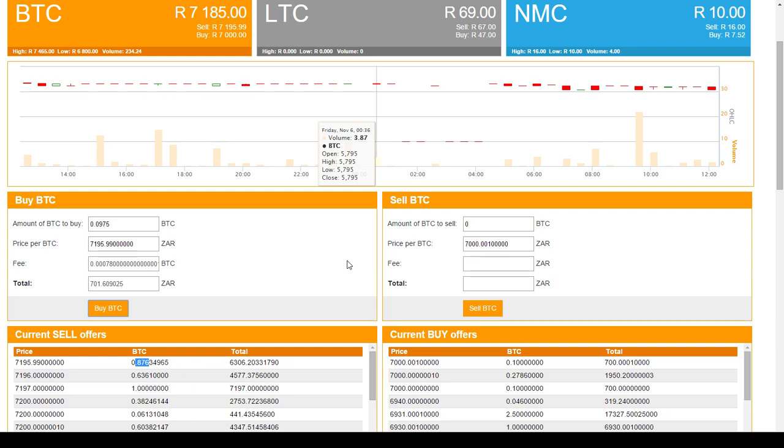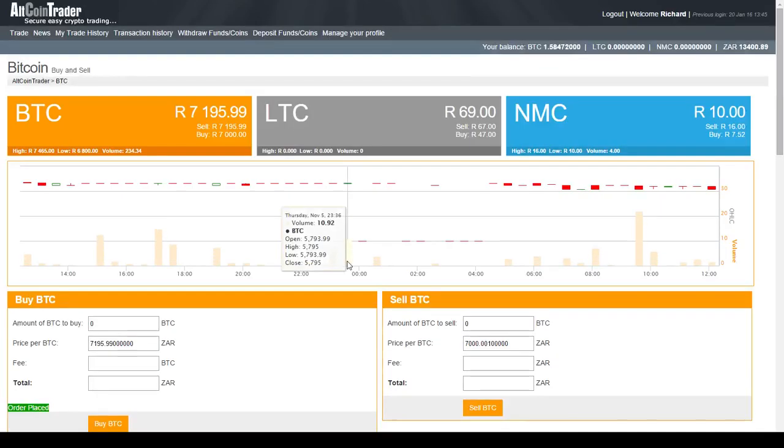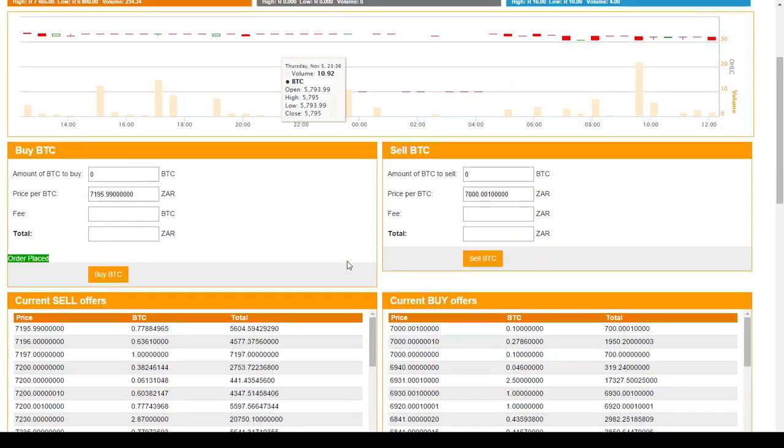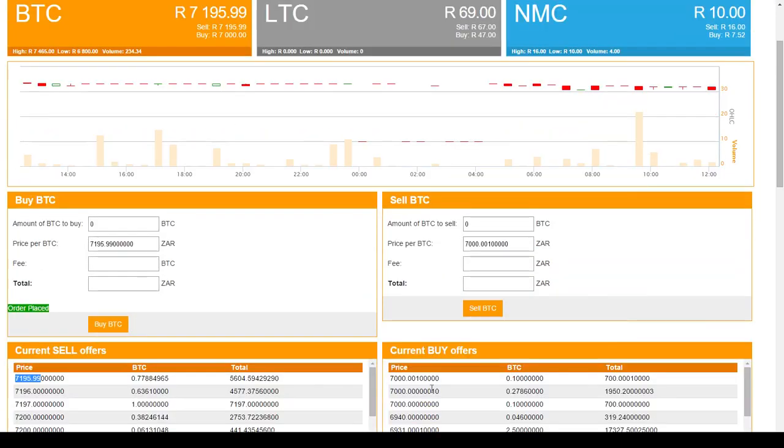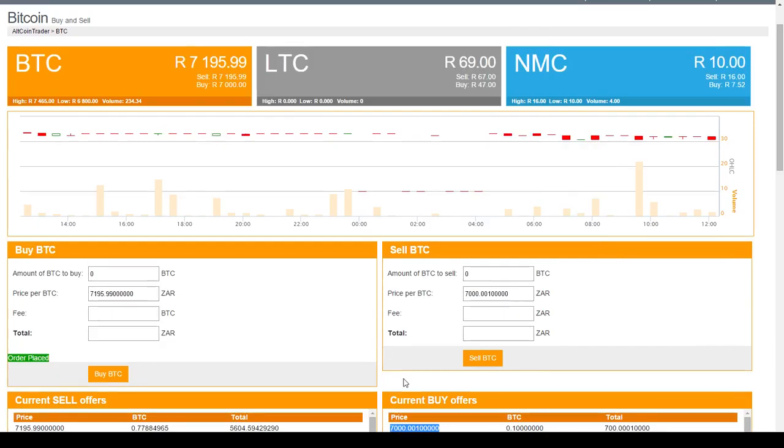I hope this clears up many of the questions about buying Bitcoins. The main things to remember is, if you want to buy Bitcoin immediately, put an offer in at the current sell price. If you're happy to wait for your Bitcoins, put an offer slightly above the current buy offers. You won't get your Bitcoins immediately, but you may get them slightly cheaper.